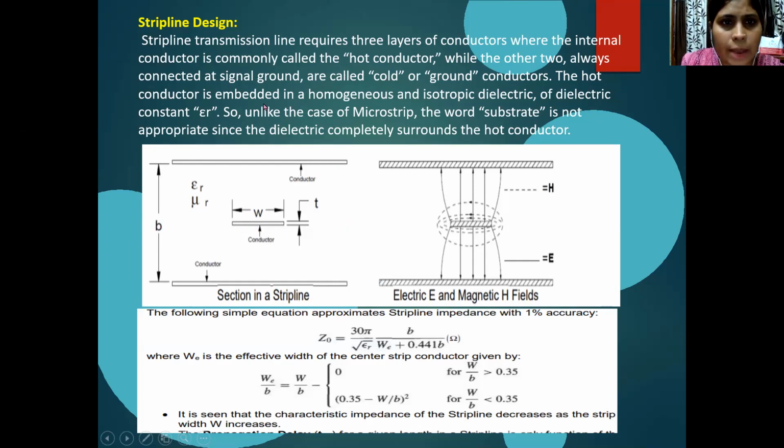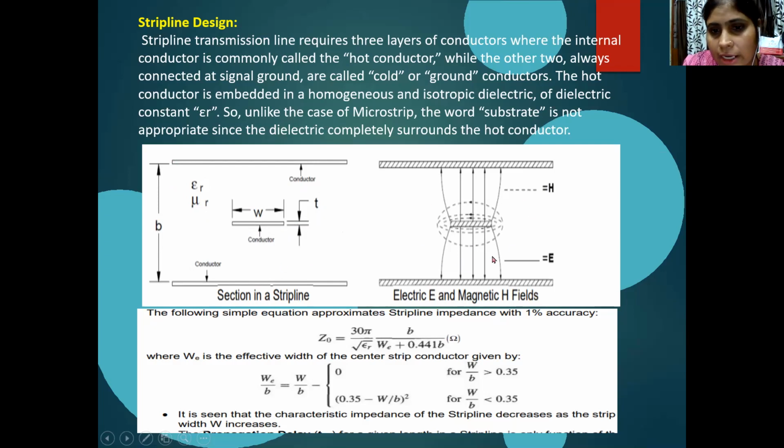The hot conductor is embedded in a homogeneous and isotropic dielectric of constant epsilon r. So unlike the case of the microstrip, the word substrate is not appropriate to use here, since the dielectric completely surrounds this hot conductor. Let W be the width of this conductor, let small t be the thickness of this conductor, and the distance between the ground planes, let it be denoted by B. Epsilon r is the relative permittivity and mu r is relative permeability of the dielectric.